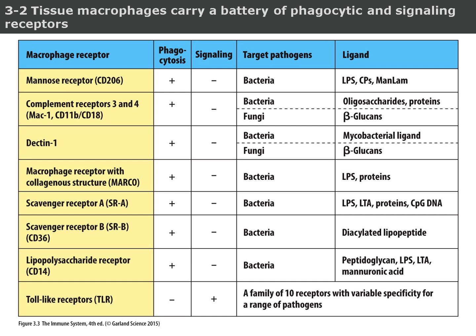Another receptor, called the macrophage receptor with collagenous structure, assists in bacterial recognition and engulfment by binding lipopolysaccharide and proteins found on the pathogen surface.